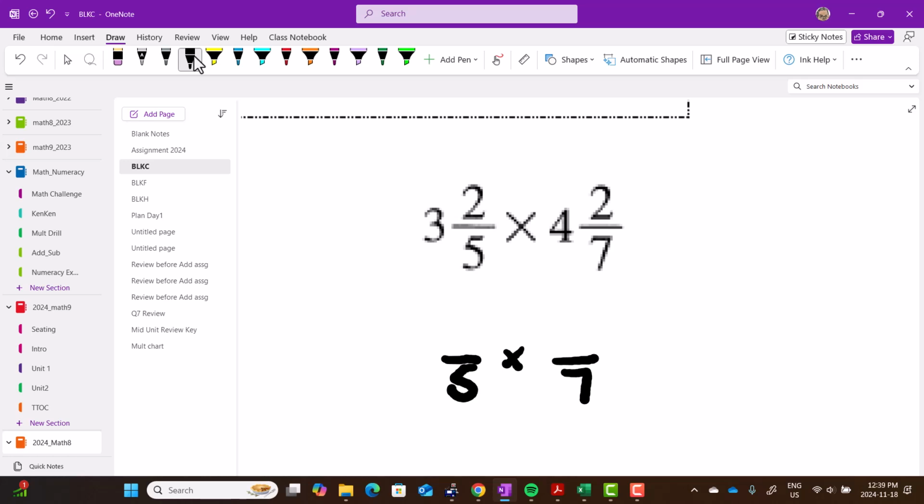What should the number on top of the 5 be? Keaton? 17. You're right. 3 times 5 is 15. Add the 2, gives us 17. All right? The next one.